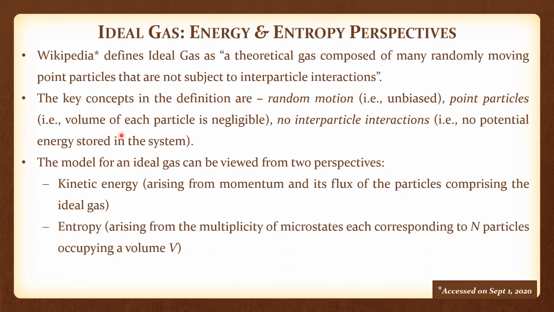The other perspective is a thermodynamic perspective, starting from entropy, where you consider the multiplicity of microstates or molecular arrangements corresponding to n point particles which are occupying a volume V. And that's all we need to consider, because they don't interact with each other in any possible way, and therefore there is no bias coming from there, right?